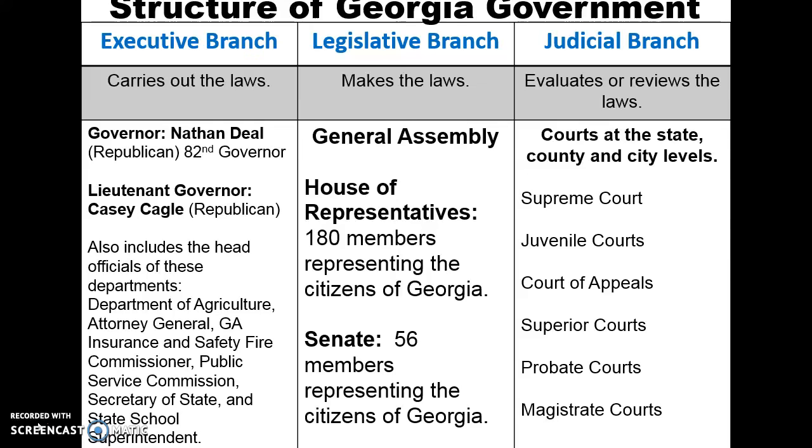Here you can see some overviews of each of the branches and things that are included. The executive branch is the largest branch of government because of all of those different departments that you see there, and there are many, many others that are not listed. The General Assembly is, again, bicameral, broken into two houses, the House of Representatives and the Senate. And then you can see all the various types of courts that we have. Now, we will discuss each of these branches in more specifics. This is just an overview structure.